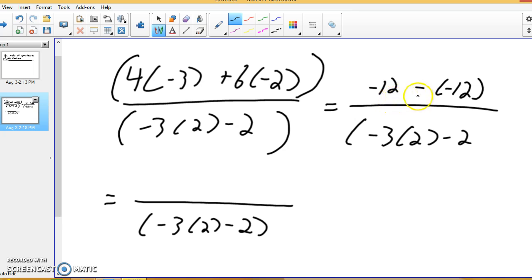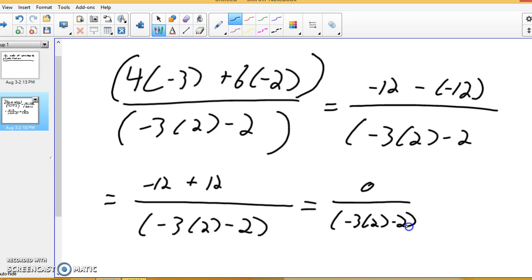So negative 12 minus a negative 12. Well, we remember from our lesson on adding and subtracting integers, if we are subtracting a negative, this just turns into a positive, so it's negative 12 plus 12. Well, that is just equal to 0 over (negative 3 times 2 minus 2).